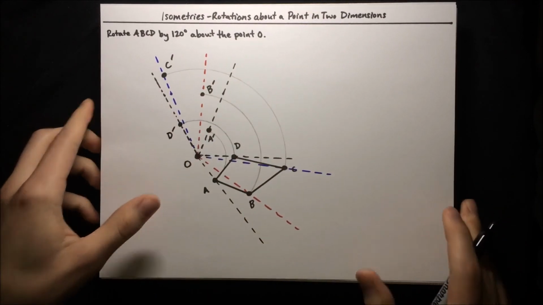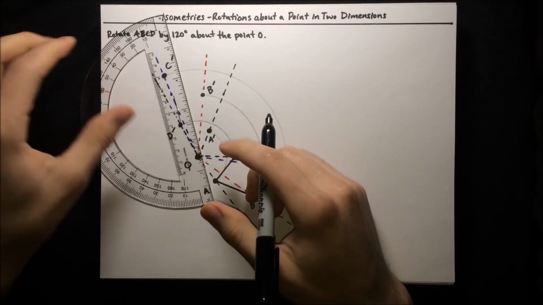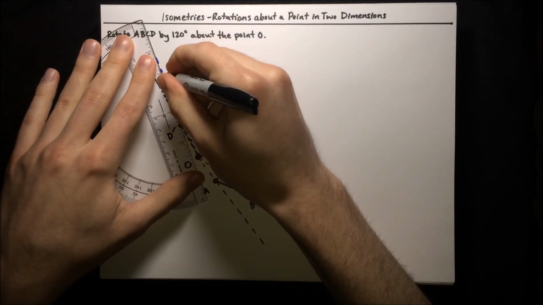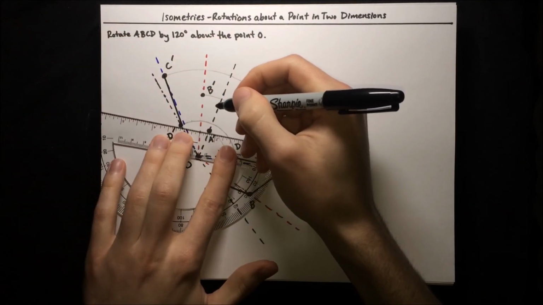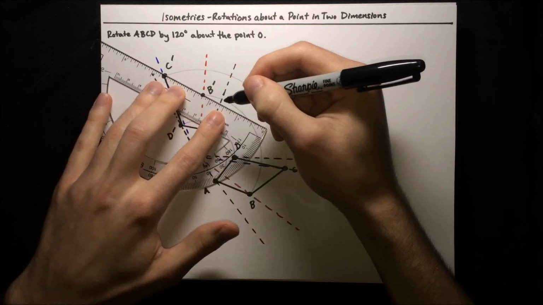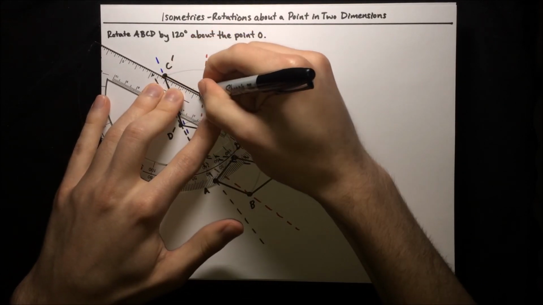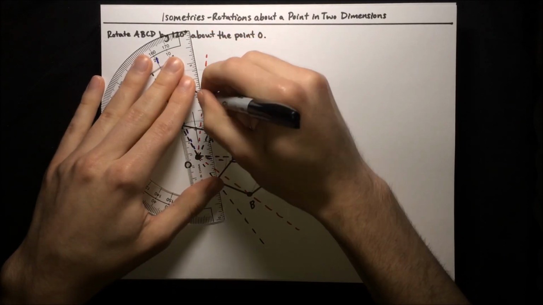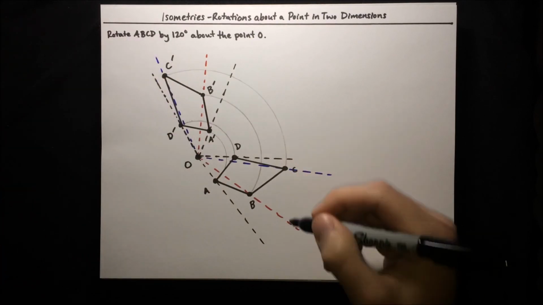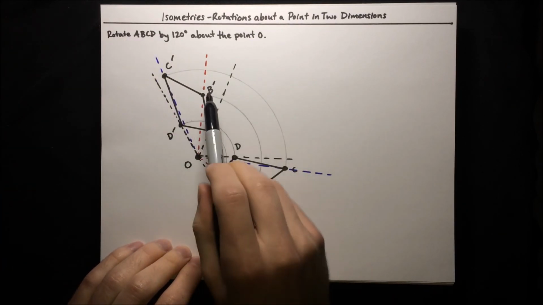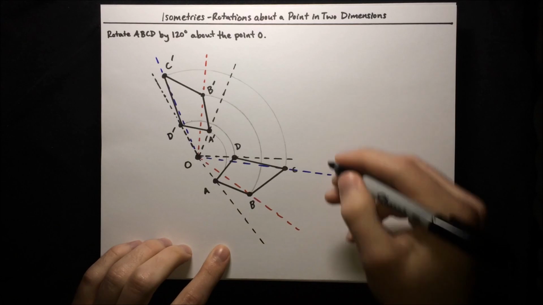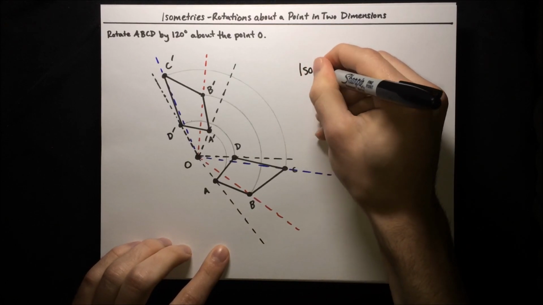And then we're done. We did all the hard work. We just need to connect the dots. Let's connect here, connect here, connect here, and connect here. And then we have our rotated shape, A prime, B prime, C prime, D prime. And this is also an isometry.